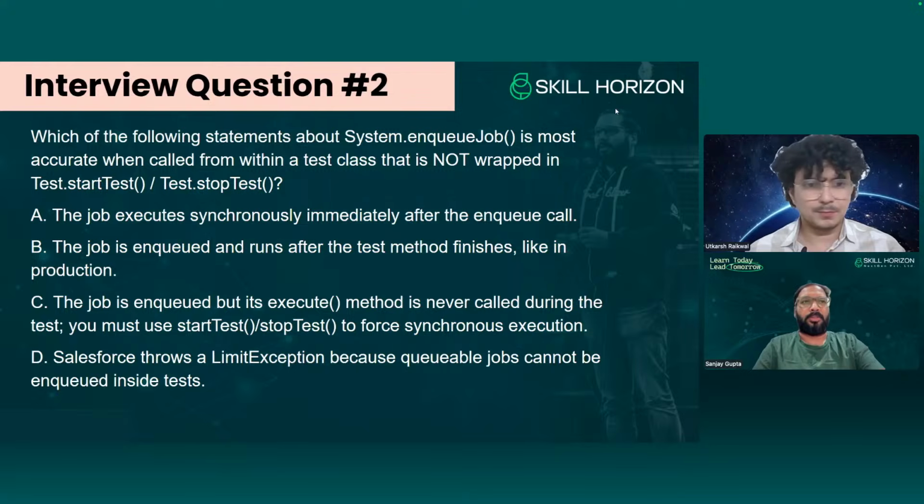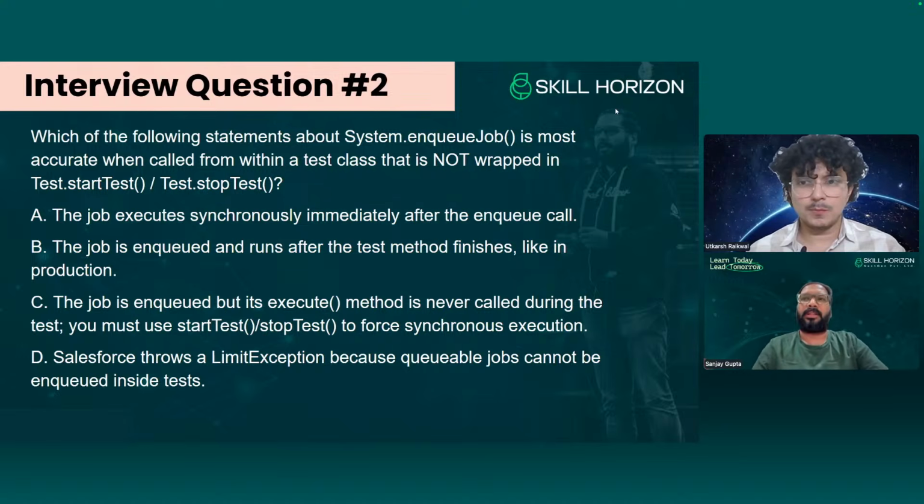Here the first option is A, the job executes synchronously immediately after the enqueue call. Second option B, the job is enqueued and runs after the test method finishes, like in production. C, the job is enqueued but its execute method is never called during the test. You must use startTest and stopTest to force synchronous execution. And D, Salesforce throws a limit exception because queueable jobs cannot be enqueued inside tests. So, which is the correct answer?